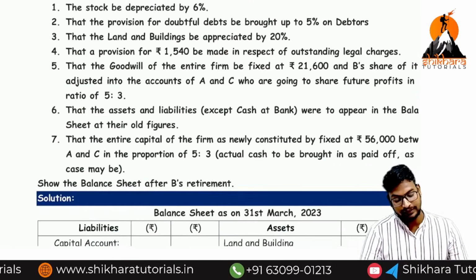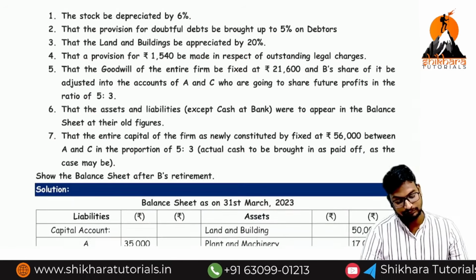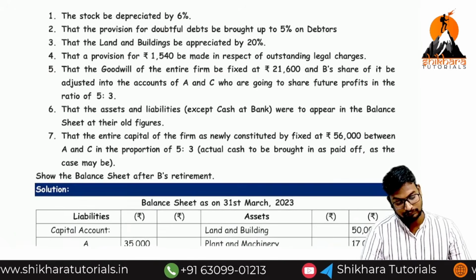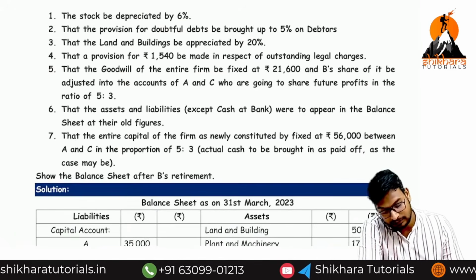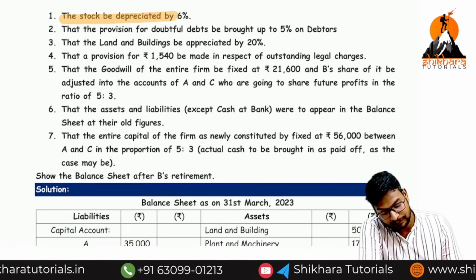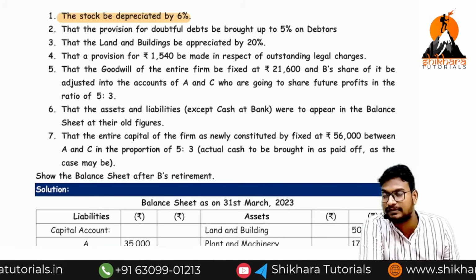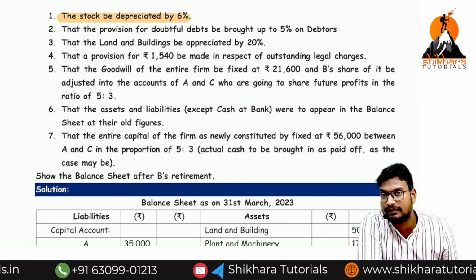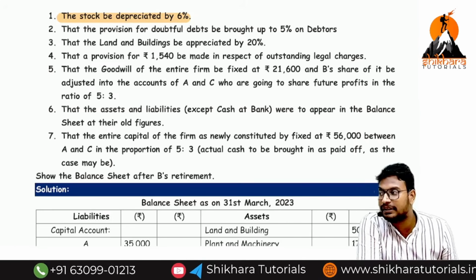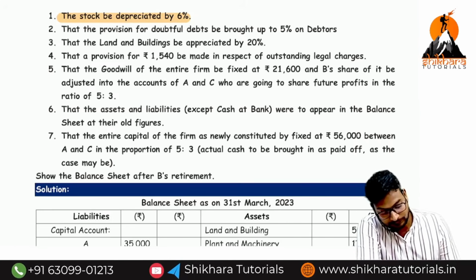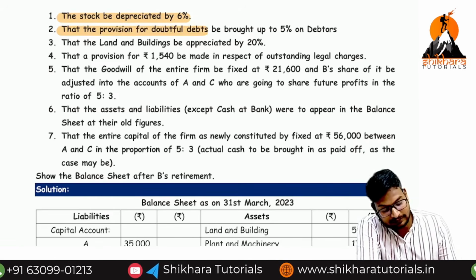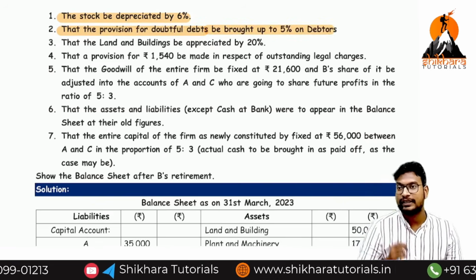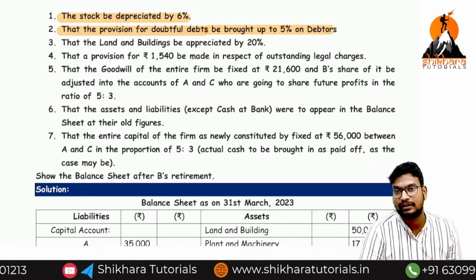Okay, now we need to identify. Please see here. The stock is to be depreciated by how much? 6%. That means asset value increases or decreases? Decreases. So revaluation account is debited to stock account. The provision for doubtful debts is to be brought up to 5% on debtors. So directly we need to calculate 5% on the debtors.